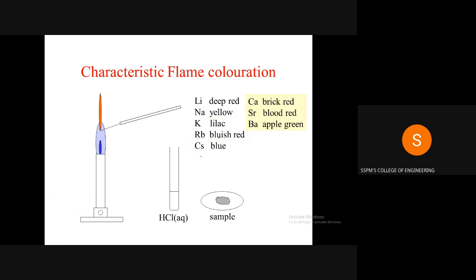In the last CET exam, they asked the question: after the burning of cesium, which flame color is observed? Options are deep red, yellow, bluish red, and blue. So the correct option is blue. Then calcium gives brick red, strontium gives blood red, and barium gives apple green color.